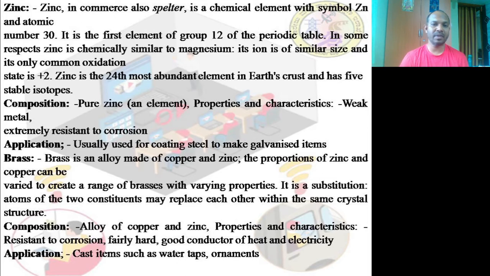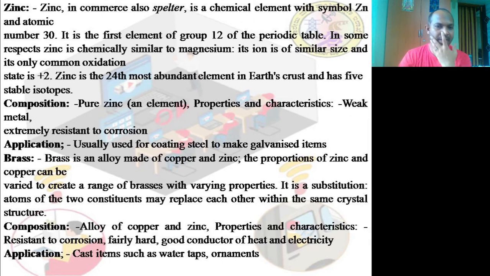Composition: pure zinc. It is a weak metal, extremely resistant to corrosion. That is the main reason why zinc coatings are made. Zinc coatings, something like paint, are applied in order to make materials corrosion proof or corrosion resistant. It is usually used for coating steel, as I was just saying, to make galvanized items.